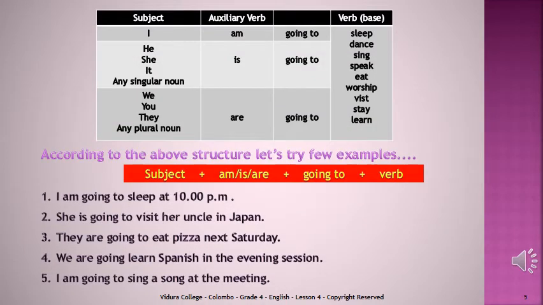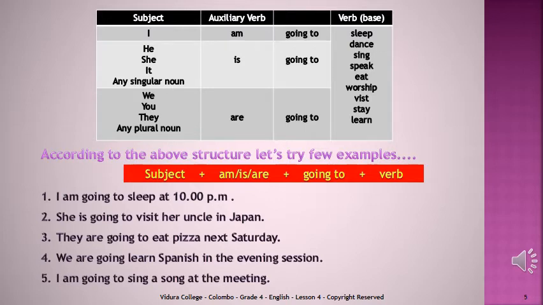This is the same table I have given you in the previous slide. According to the above structure, let's try few examples. Let me remind you the structure again. First, there should be a subject. Then we add an auxiliary verb. That it can be am, is or are according to the subject. Then we are adding going to. Finally, we add a verb which is in base form.